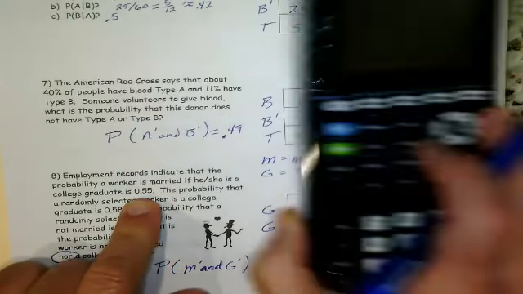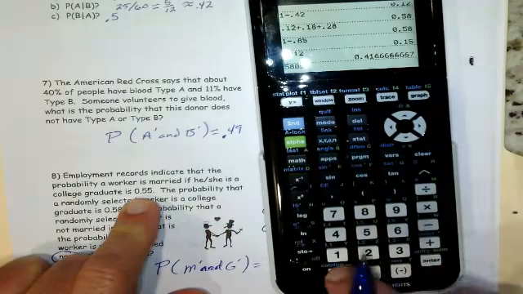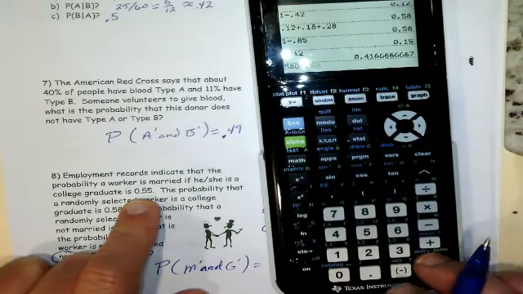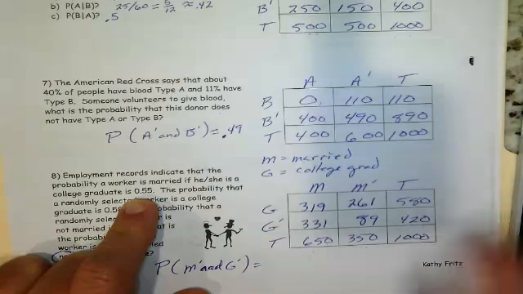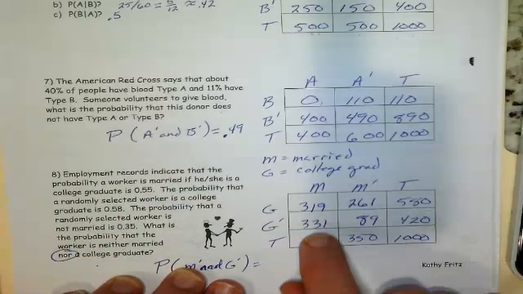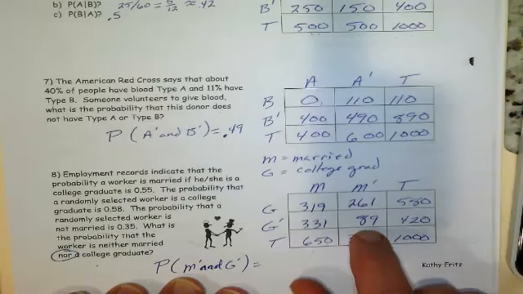So that's 580 times 0.55. 55% of the 580 people who are college graduates are married. That's 319. That's the reason why there's a 319 right there. That makes this 261, makes this 331, makes that 89.